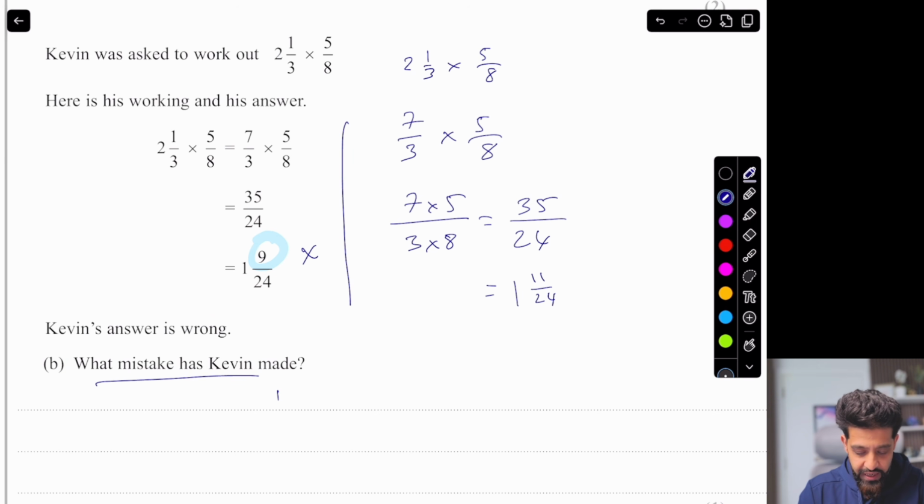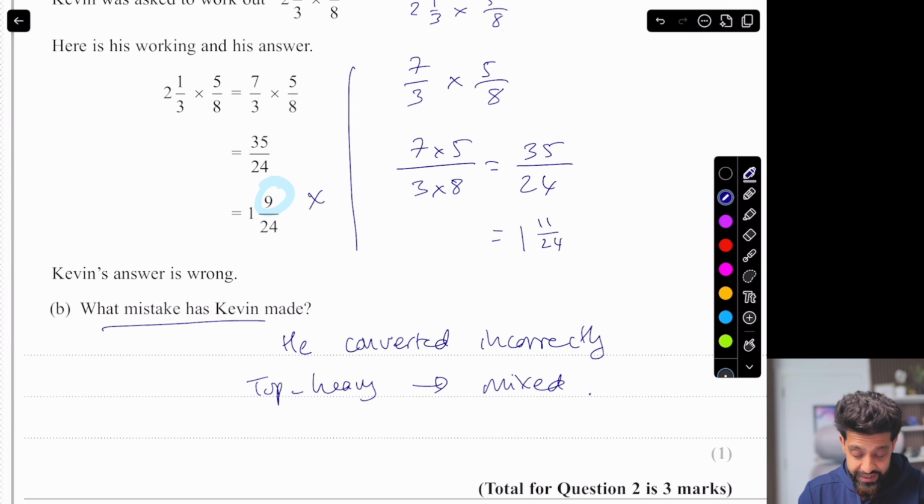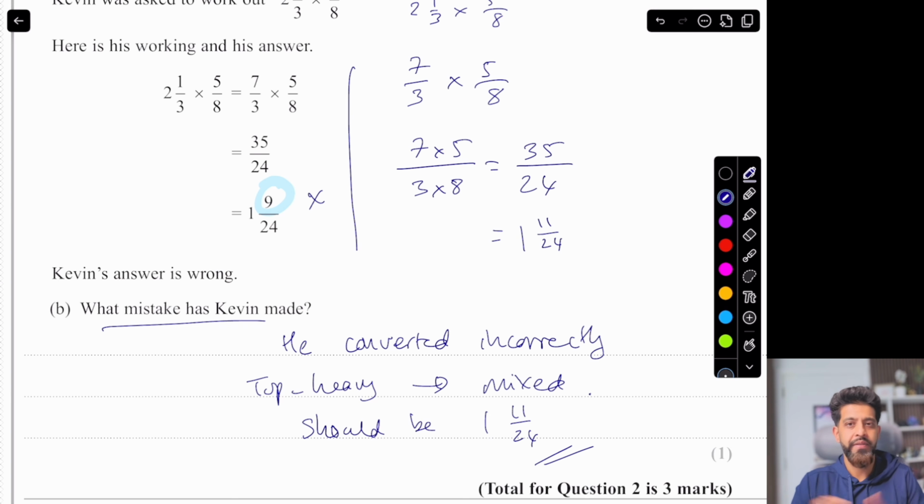So you could say that he converted the top heavy fraction to a mixed number incorrectly. Okay, and you've given the solution. You should say something like it should be 1 11 over 24, something like that.